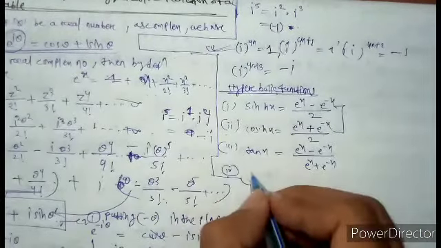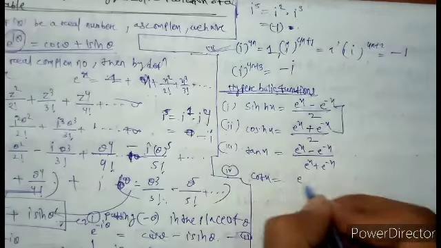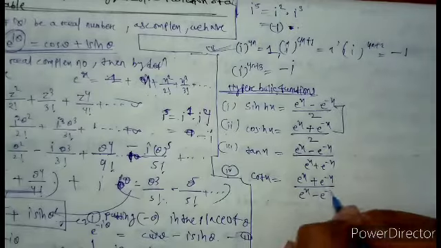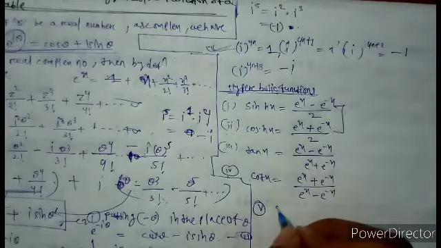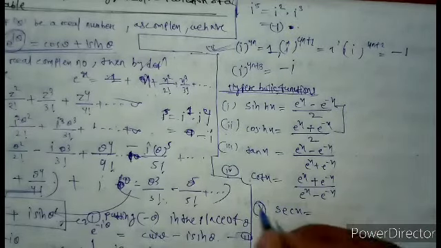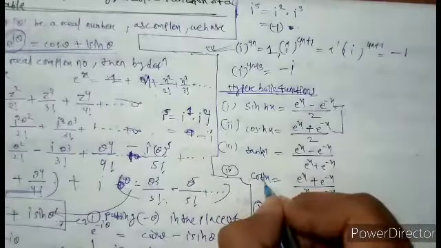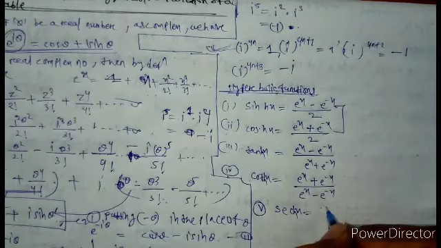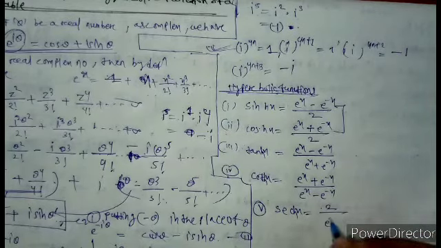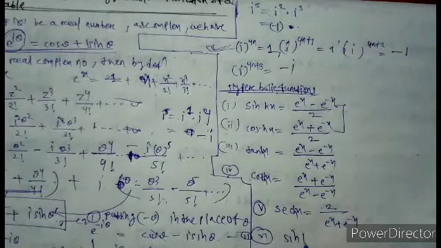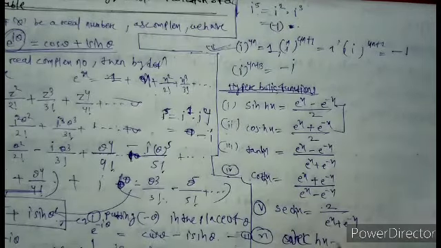Then coth x is equal to (e to the power x plus e to the power minus x) upon (e to the power x minus e to the power minus x). Then sech x is equal to 1 upon cosh x, that is 2 upon (e to the power x plus e to the power minus x). Then cosech hyperbolic x is equal to 2 upon (e to the power x minus e to the power minus x).